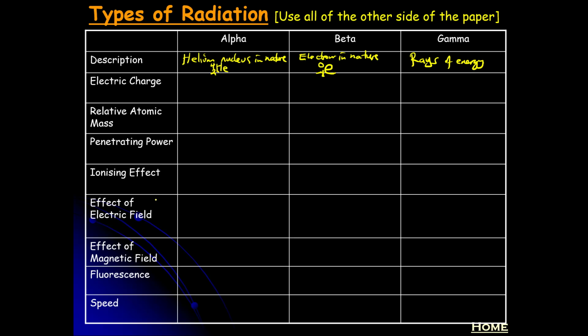Then alpha particles. What is the charge on an alpha particle? It is positive. Beta particles are negatively charged. These ones have no charge.